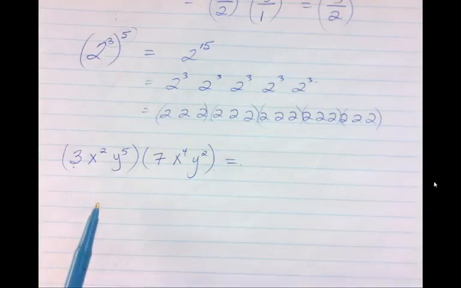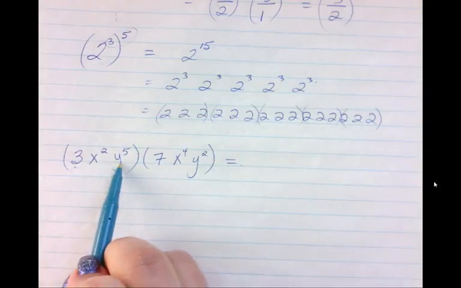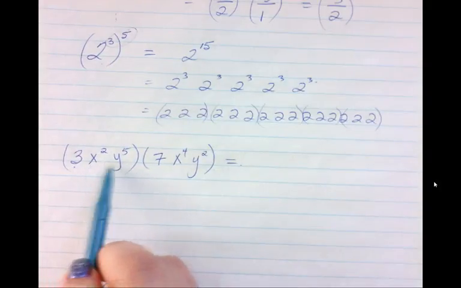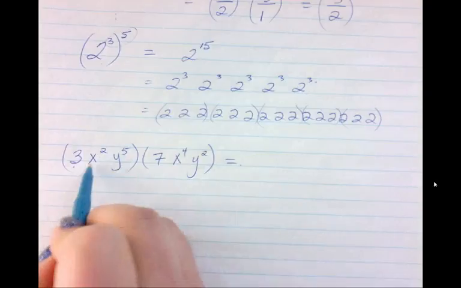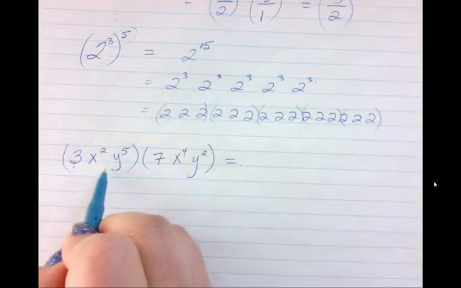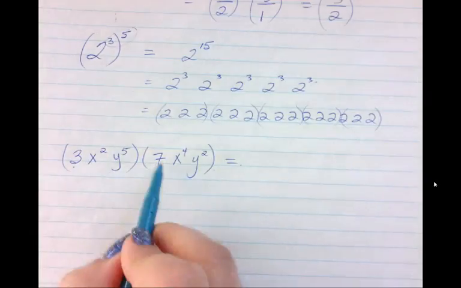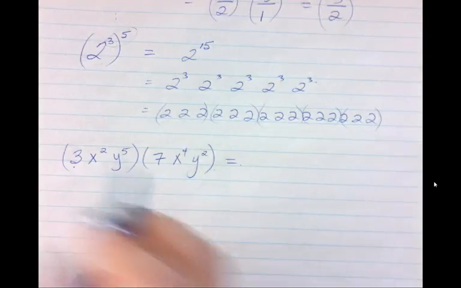Start within the brackets? Okay, so what is there to do in the bracket? These are all different terms, right? They're multiplying with each other. Can I add these exponents together here for the x and the y? No, why not? They're different bases, good. Okay, so there's nothing to combine in here.